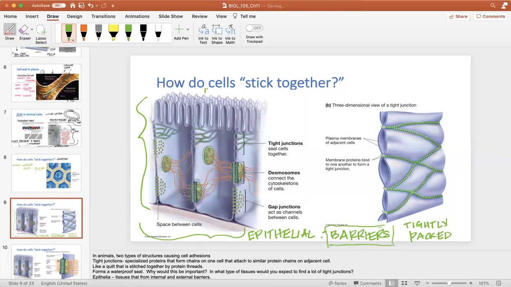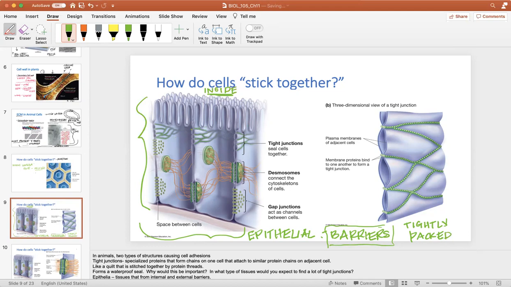So this will be the inside of your digestive tract where you have food and whatnot, but you also have bacteria and things like that. So you want to be able to control what gets into the cells and what gets into your body in this region. So now we're going to form a barrier. How are we going to do that? We're going to do that by sticking these cells really tightly to one another.